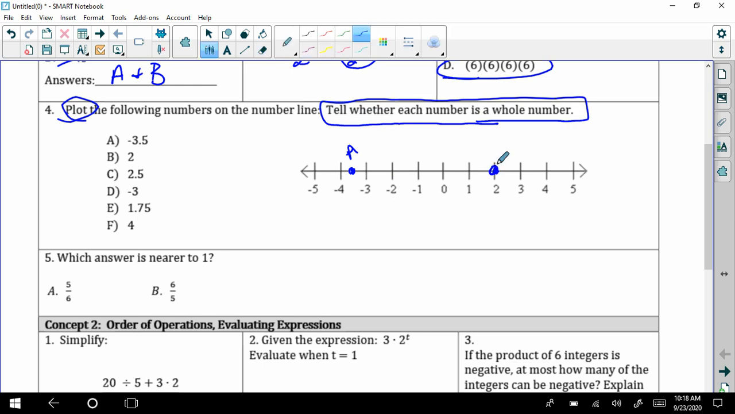2 is going to be right here, and that's B. 2 1/2 is positive, so 2 and 1/2 is going to be between 2 and 3, and that's going to be my C. D is negative 3, so here's 0, so negative 3 is D. E is 1.75, so not quite 2. If that's 1, that's 1.5, I'm going to say right about there. And that's going to be E at 1.75, and F is at 4.